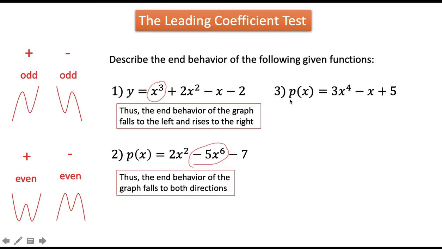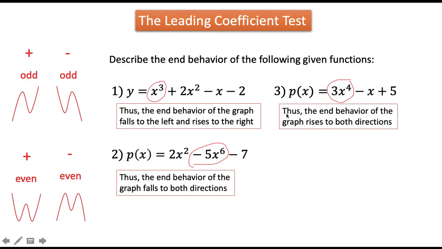In our given number 3, p of x is equal to 3x to the 4th power minus x plus 5. So obviously, our leading term here is this one. And our leading coefficient is a positive number, so it falls to the left. Since the degree is an even number, it means this is how our graph looks like. Thus, the end behavior of the graph rises in both directions.